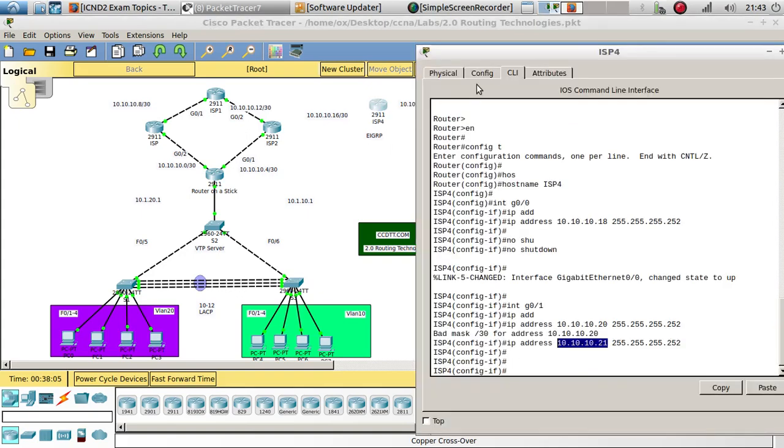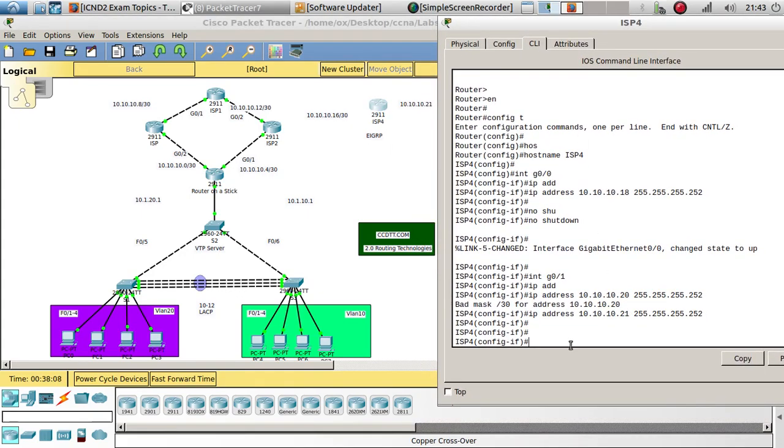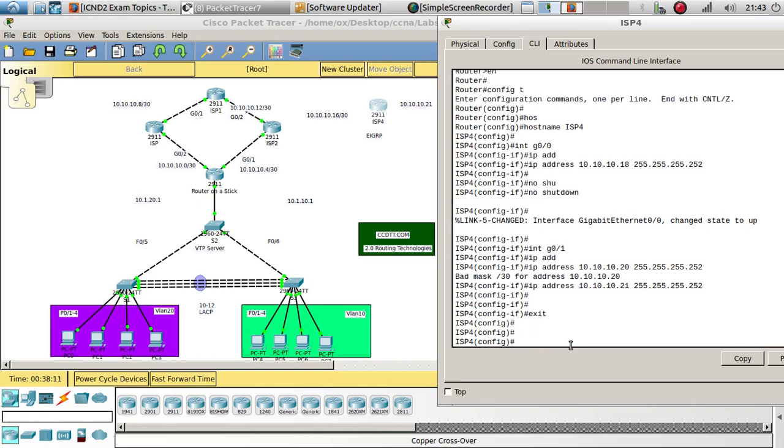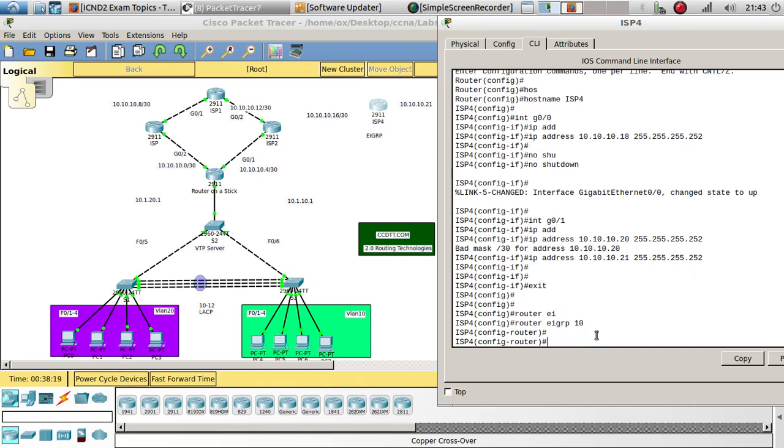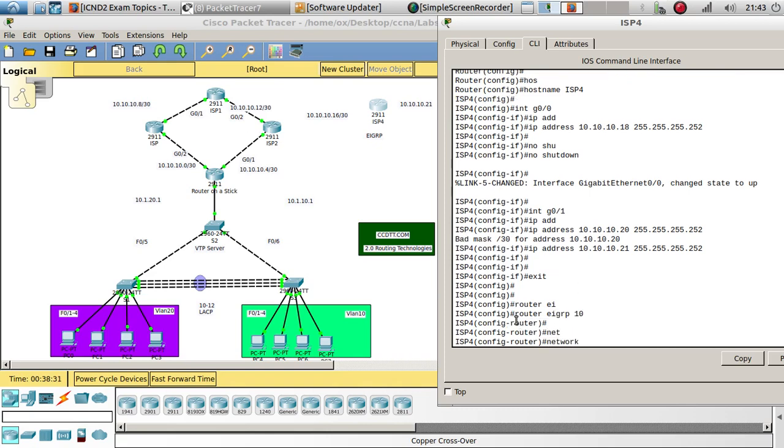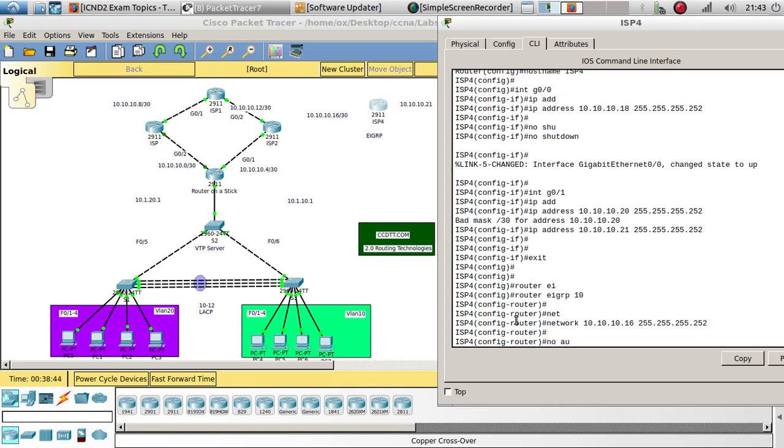Okay, so now from this ISP, what we need to do is router EIGRP, and the AS or autonomous system is going to be 10, and these actually need to be the same for every router that is going to be connected with each other, otherwise it won't work. Okay guys, just keep that in mind. Let's do a network 10.10.10.16, then 255.255.255.252. Let's do no auto-summary.